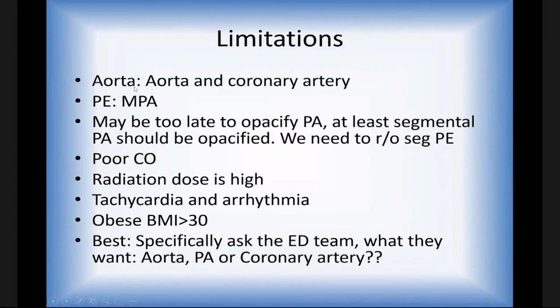triple rule out is that the peak enhancement of the aorta and pulmonary artery differs by about 10 to 15 seconds. So you're not going to get a good look at the aorta if you get a good look at the pulmonary artery, and you will not get a good look at the pulmonary artery if you get a good look at the aorta. Best thing to do, ask the clinician what they are looking for. Are they looking for PE, or the aorta, or the coronary artery? That would be best. If possible, do not do a triple rule out. It's just too much hassle.